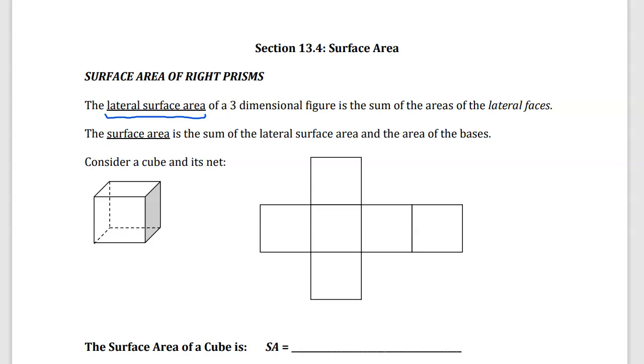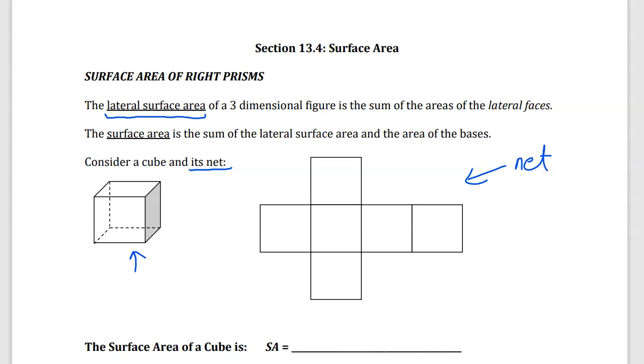To consider a cube, we want to look at what's considered the net. This is what is considered a net. We have unfolded the cube to look at it. And the reason why we do that is so that we can see all of its sides. If I were to fold this back up, it would look like this cube.